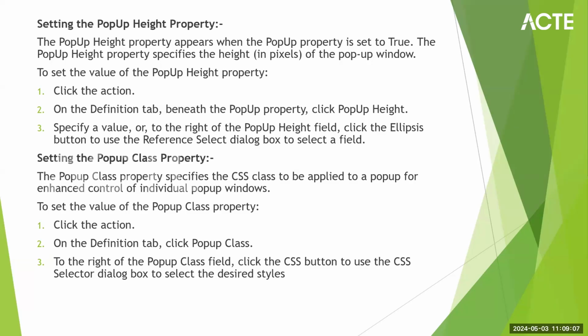So how do you do that? Click on the action, and on the definition tab beneath the pop-up property, click on the pop-up height, specify a value, and to the right of the pop-up height field, click on the ellipsis button, and if we have already created that particular field, then you can map that height value.